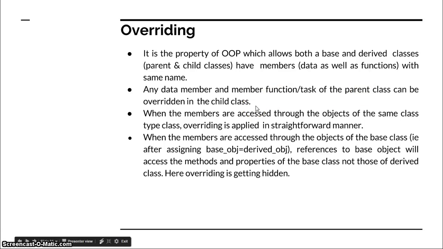So the functionality in the base class is overridden by the child class when you define the same function or the same data member within the child class. When the members are accessed through the objects of the same class type, overriding is applied in a straightforward manner. And when the members are accessed through the objects of the base class, that is after assigning base class object is equal to derived class object, a reference to the base object will always access the methods and properties of the base class, not of the derived class. This will be more clear when you look at an example in the next slide.